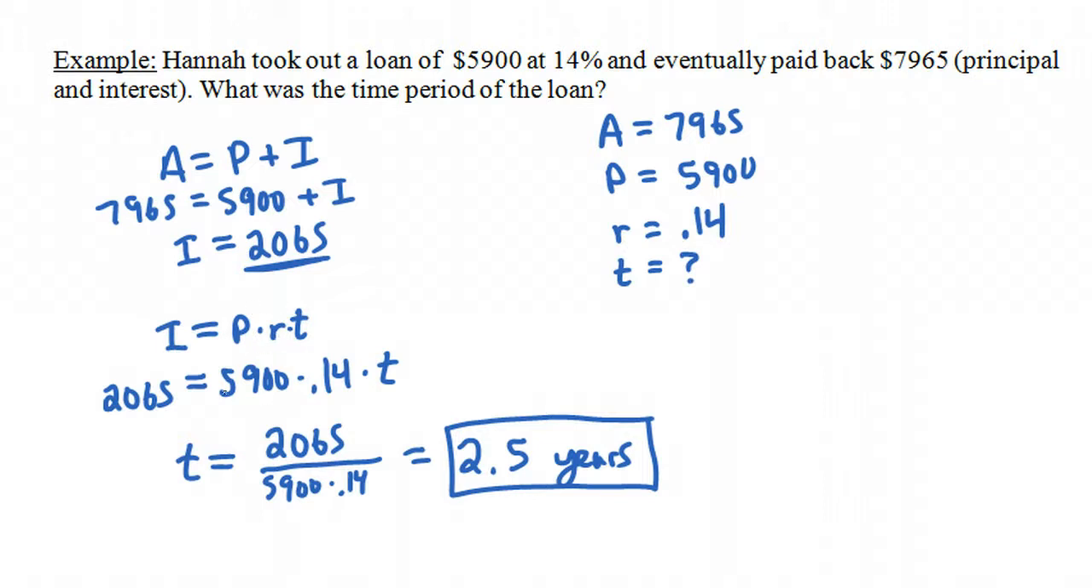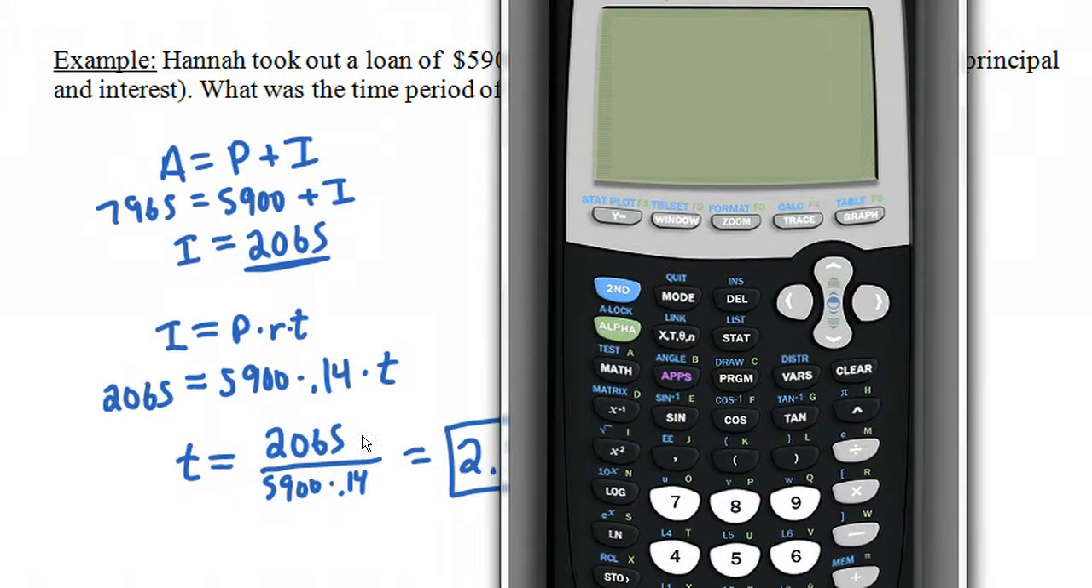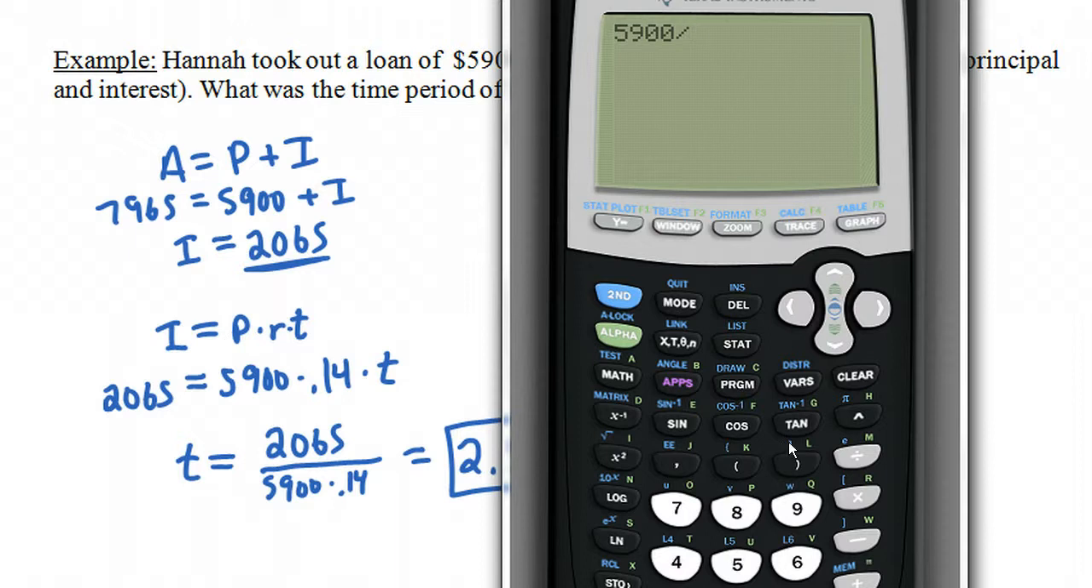Now, I do want to mention something you have to be a little bit careful of. If you're going to type this in your calculator, let me bring up a calculator here. If you're going to type in 2,065 divided by 5,900 times 0.14, be careful. If you just type in 2,065 divided by 5,900 times 0.14, notice what happens. Oh, I don't get 2.5. I got 0.049. Well, what did I do wrong?